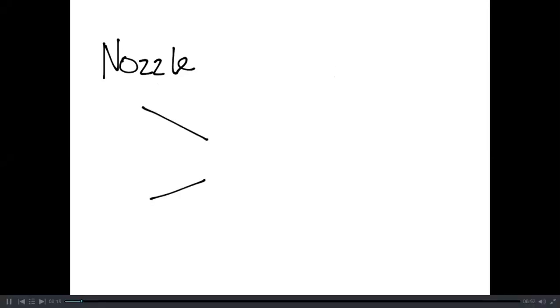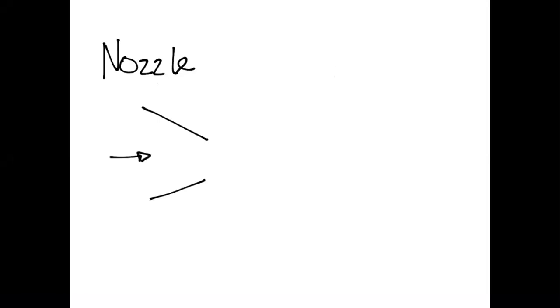A nozzle is basically a constriction where we have, for instance, a pipe which has a constriction. We have its velocity at the entrance, and the situation here is that this increases the speed, so the velocity at the exit is very large compared to the velocity at the entrance.